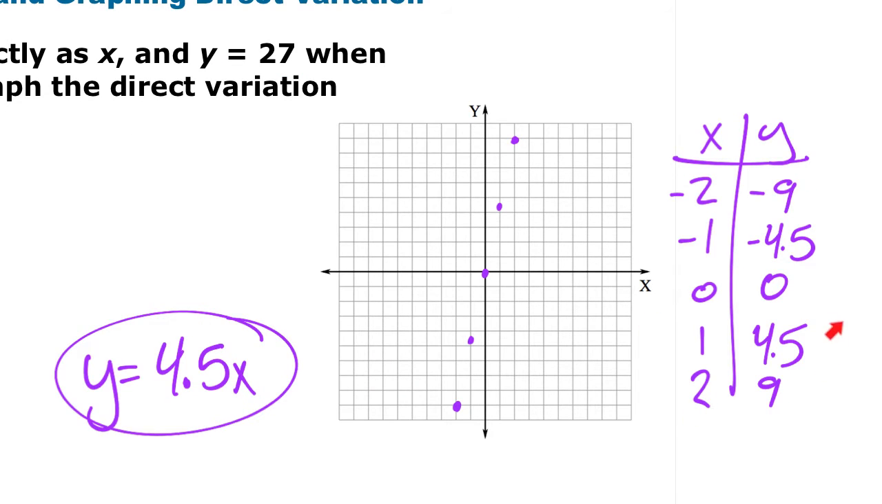When I graph it, I'll make a table of values here. This one, the numbers work out pretty nicely, and I get a nice straight line, which is what I would expect. The slope of this line is going to be 4.5.